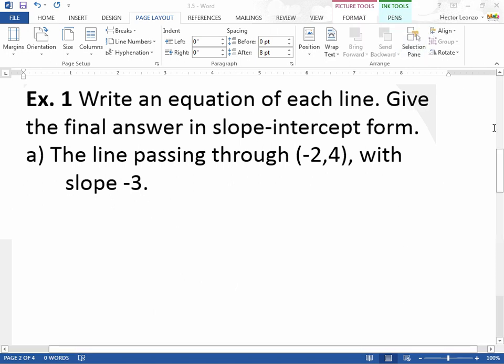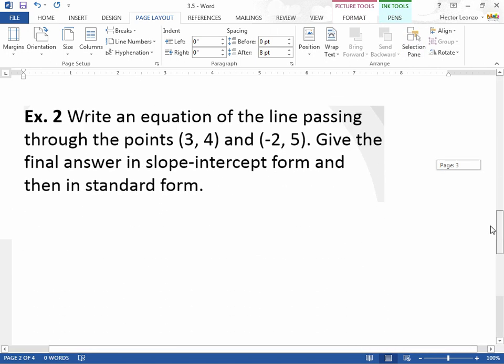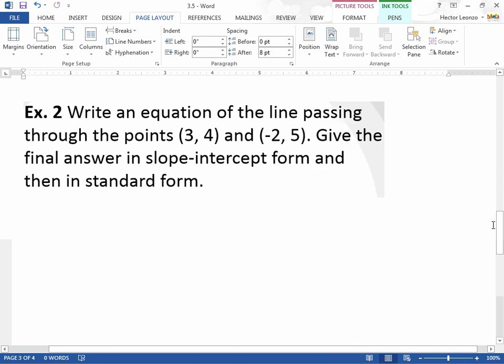Let's take a look at another example. Write an equation of the line passing through the points 3, 4 and -2, 5. Give the final answer in slope-intercept form and then in standard form. All right, so looking at slope-intercept form, we don't have a slope to begin with. I'm only given 2 points, but we already learned how to do the slope last time, in sections 3.3 and 3.4. So given this, I'm going to go for the slope.